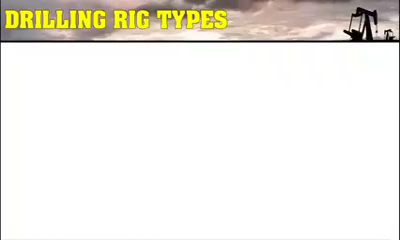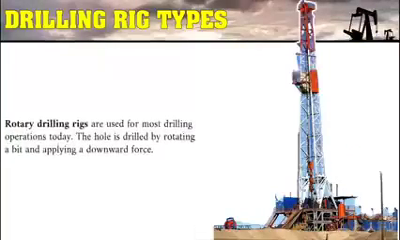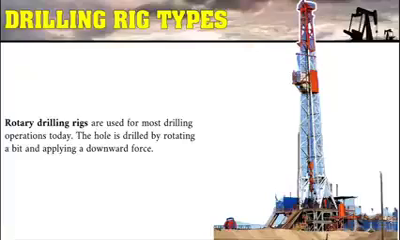Another drilling rig type is the rotary drilling rig. The rotary drilling rig was introduced in the late 19th century and became the primary drilling method by the early 20th century. The size of the rotary rig depends on the weight and the power requirement associated with the depth of the well. A larger rig is used for a deeper well.